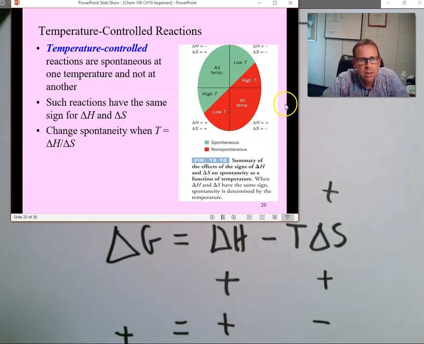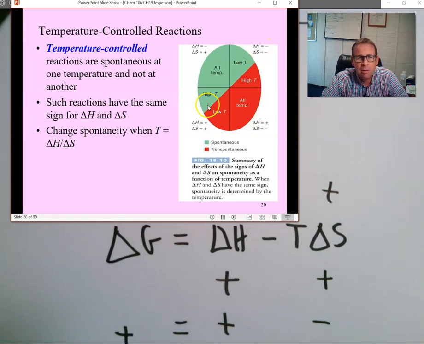Okay? So you get this little circle here that shows us that negative delta H, positive delta S, all temperatures is going to be spontaneous. Positive delta H, negative delta S, all temperatures is going to be non-spontaneous.